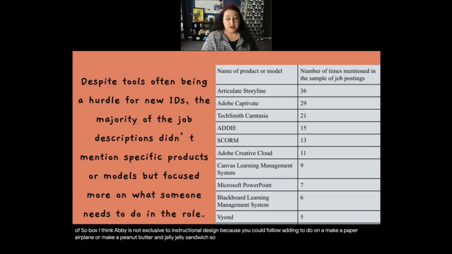So, you know, I don't fall in the trap of thinking that ADDIE is exclusive to instructional design. It's just a baseline kind of framework to think about how you would conduct a project, right?